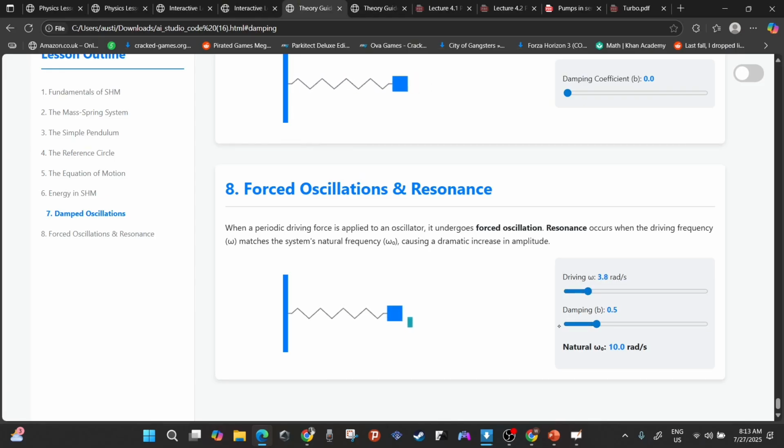So if we have a driving frequency of 3.8 radians per second, we see that it moves, right? Let me just do this so that it can stop moving and not be such a distraction. But we see that it basically moves a little bit, right? So this is basically a forced oscillation. We're forcing it to oscillate.